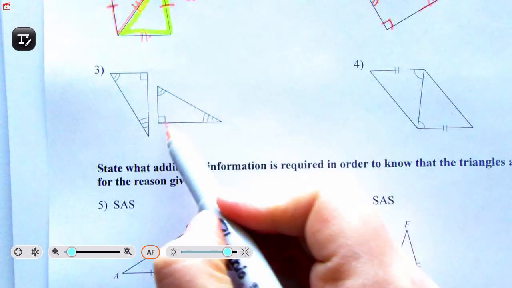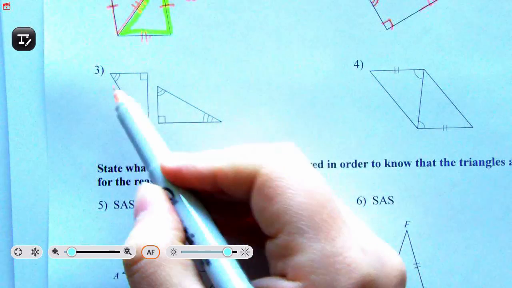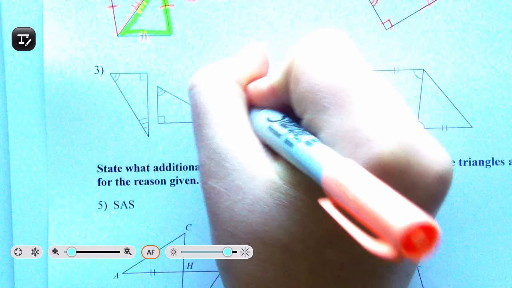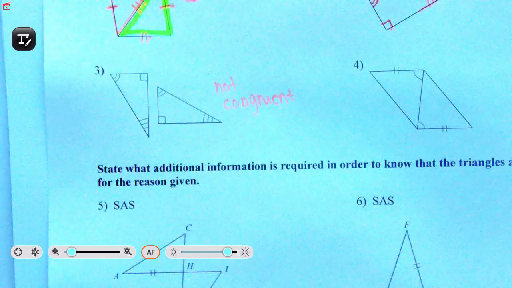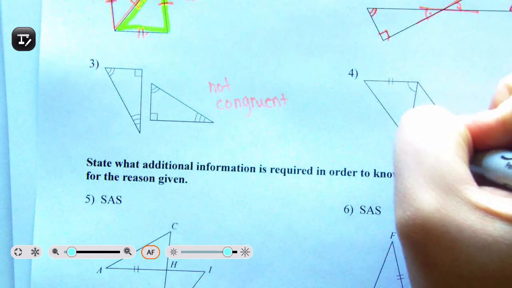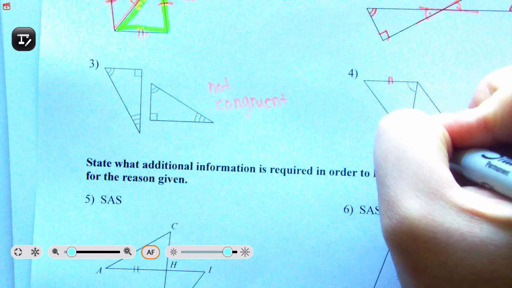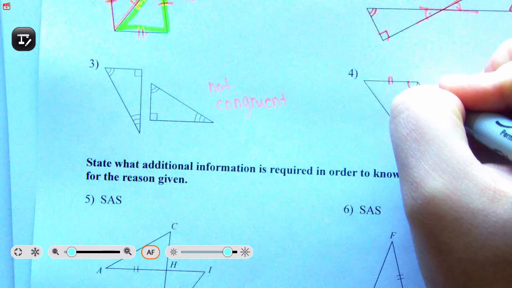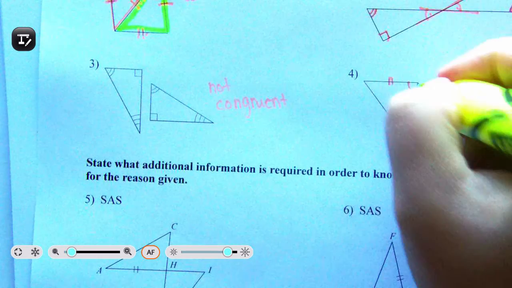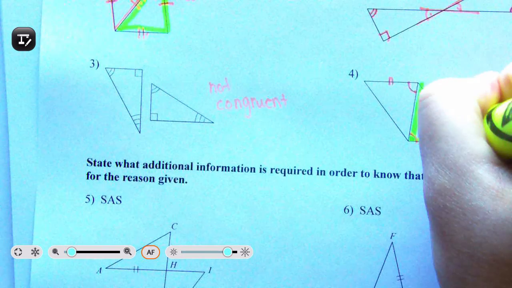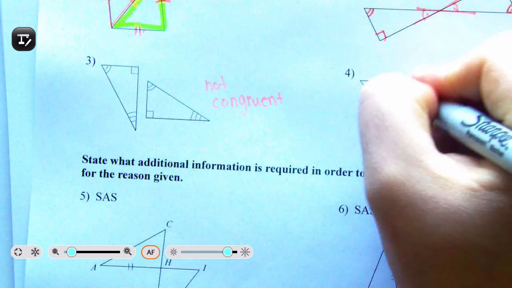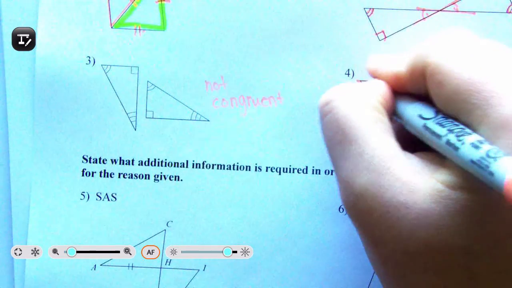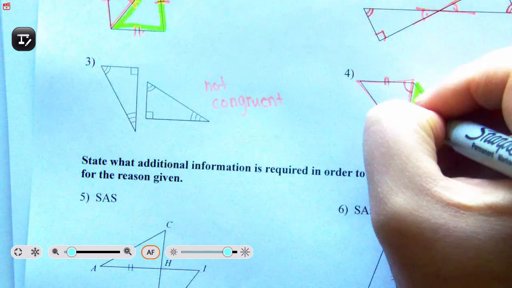Again, I have angle, angle, angle, angle, angle, angle, so not congruent. And then what do I have here? I have a side, an angle, angle, and then do you notice how, again, this is on the yellow and also is on our pink triangle. So it's the same line twice, therefore it is congruent.